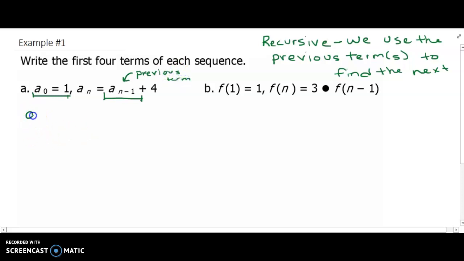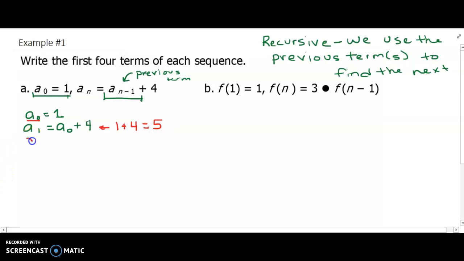We know a sub 0 is 1, that's given. A lot of these will start at a sub 0, not all of them, but some of them will start at a sub 1, like over here. So a sub 1 would be a sub 1 minus 1, which is a sub 0, plus 4. We'll notice our a sub 0 is 1, so this is 1 plus 4, which is equal to 5.